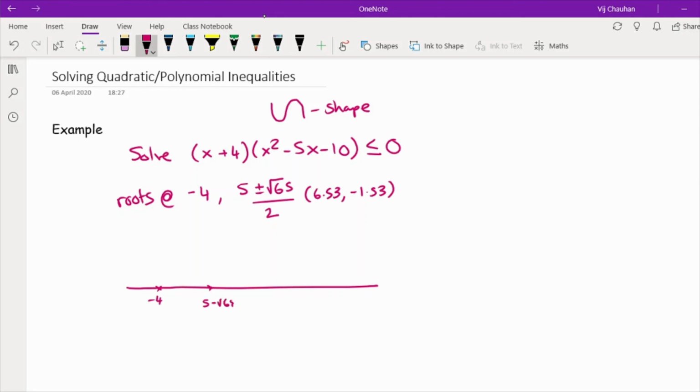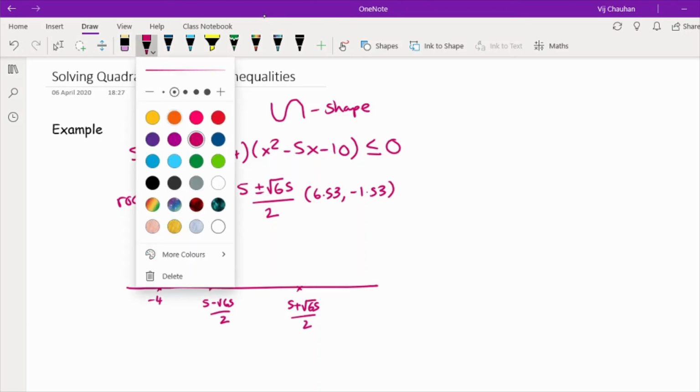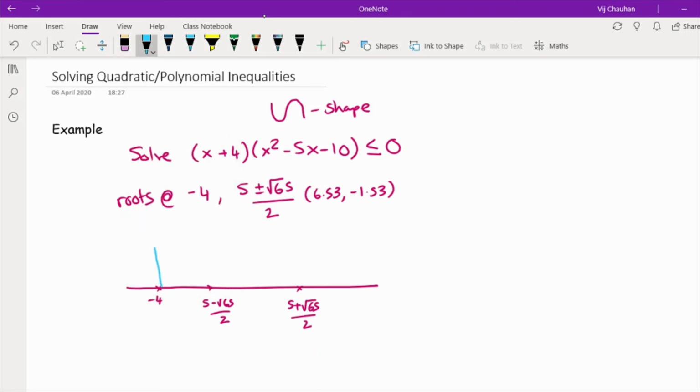So if I then go about drawing my x-axis, here is my -4, here is going to be 5 minus root 65 over 2, and here is going to be 5 plus root 65 over 2. Now again, this is just a sketch. The fact that we've labelled these three numbers in ascending order should be fine. So the next thing we then need to do is just make an attempt to join these points up, and let's definitely do that again. I'm not happy with that. That's a little bit better.